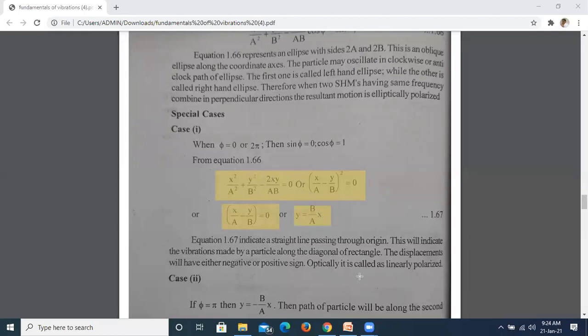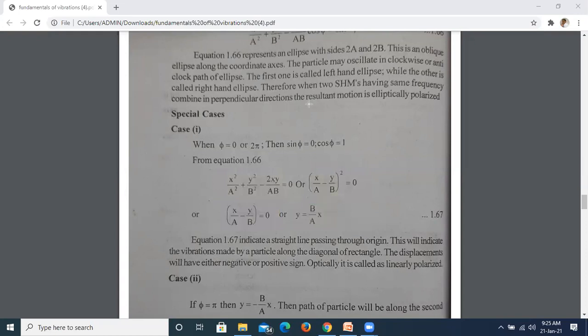So this is also called optically linearly polarized. Linearly polarized, the resultant motion is along the straight line. So this will indicate the vibrations made by a particle along the diagonal of a rectangle. Along the diagonal of a rectangle.